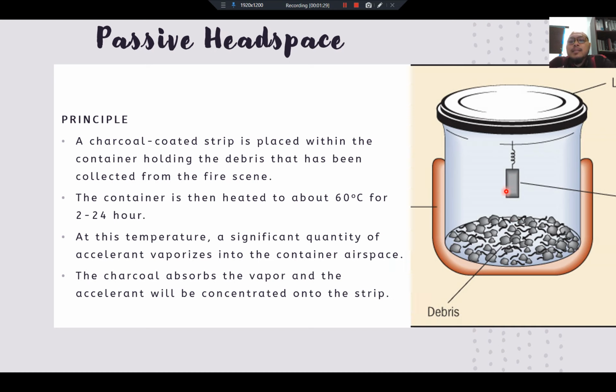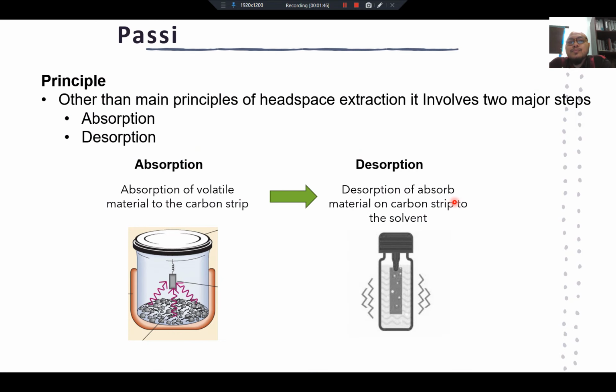After the analyte has been vaporized and absorbed in the charcoal, we can take the charcoal and dissolve the analyte into the solvent and run it under instrumentation. Later we will go to the principles. There are two principles over here. The first principle is the absorption process.